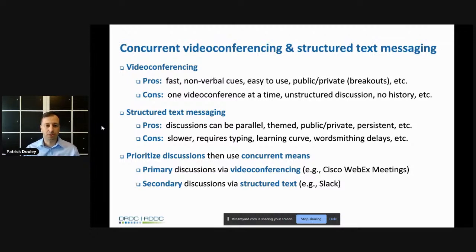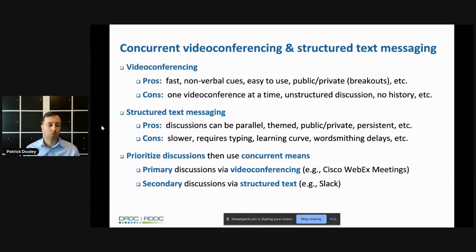The benefits of structured text messaging are really complementary. So we can have more than one discussion at a time. We can assign topics or themes to those discussions. We can have both public and private discussions, and there's a persistent history to which we can refer back. The downside is that they require typing, so they're slower, and some of the platforms can have a steeper learning curve.